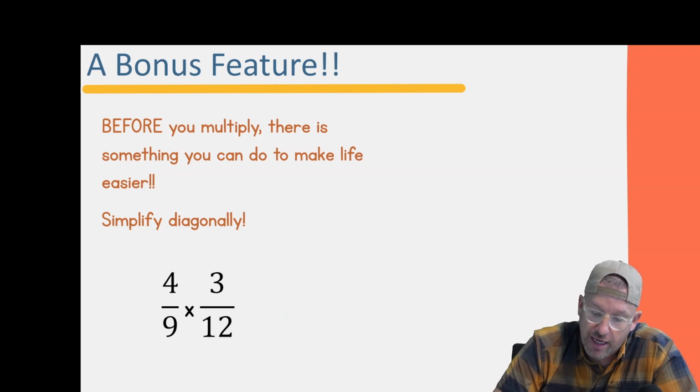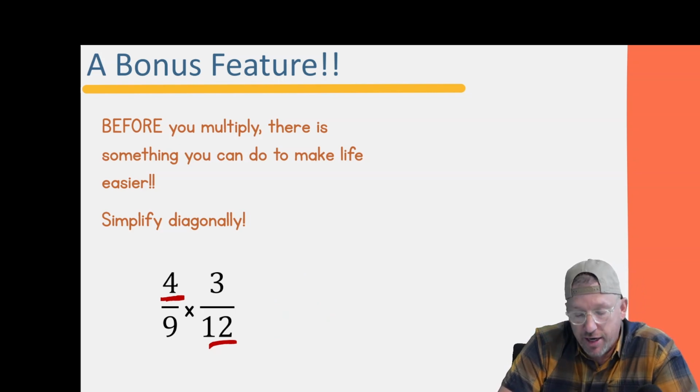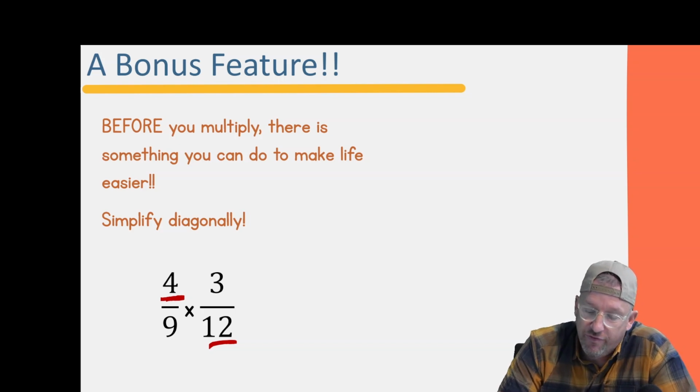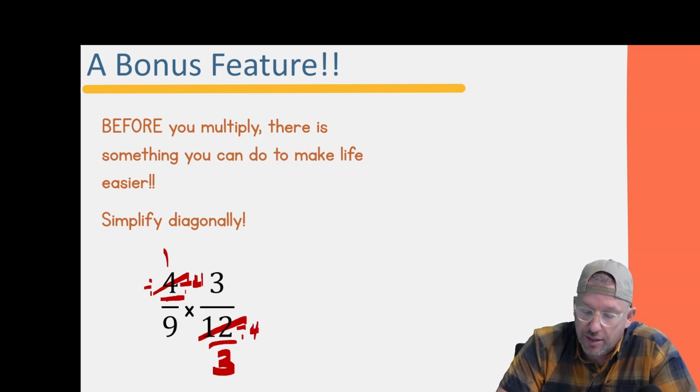In other words, you're looking at the 4 and the 12. They are diagonal from each other, and you treat them like a fraction. Is there a number that will go into both 4 and 12? You want to find the biggest factor that will go into 4 and 12. So 2 will go into both of them, but so will 4. If I divide this top one by 4, what's 4 divided by 4? It's 1, so I can turn that into a 1. And what's 12 divided by 4? Well, that's 3, so I can turn that into a 3.